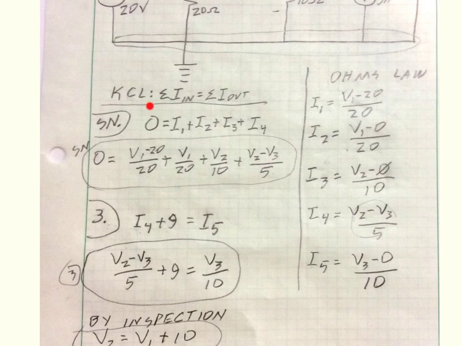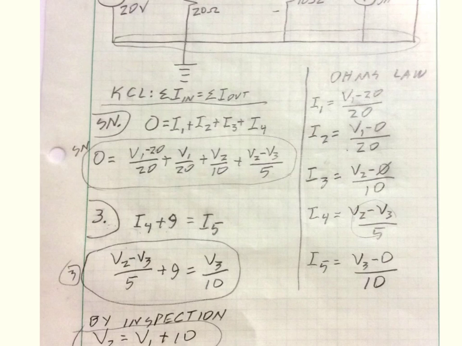So if I want to write Kirchhoff's current law, current in equals current out, I can't write it for node 1 because I don't know this current. I can't write it for node 2 because I don't know the current from here. So what I'm going to do is make a supernode. Great name, isn't it? Supernode.